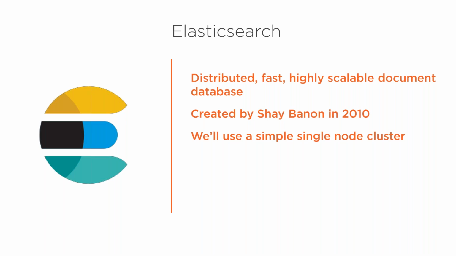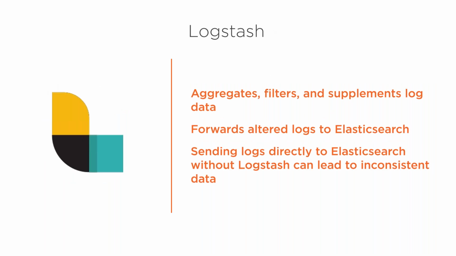So Elasticsearch at a high level is a distributed, fast, highly scalable document database. Now, database means, do not consider this as a MySQL or PostgreSQL database. It's a database, we call it an index in Elasticsearch, where we can store a lot of documents for the searches. This was created by Shay Banon in 2010, and we'll use it today as a single node cluster.